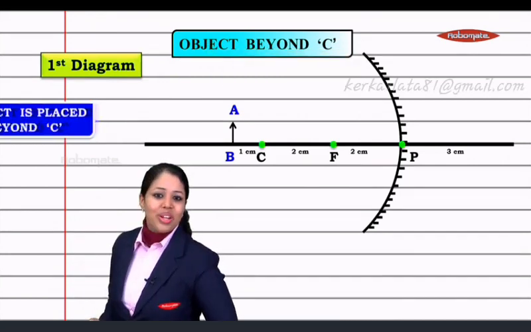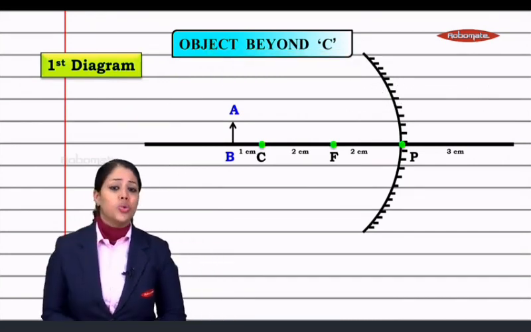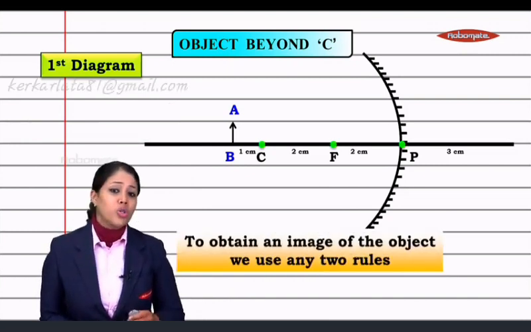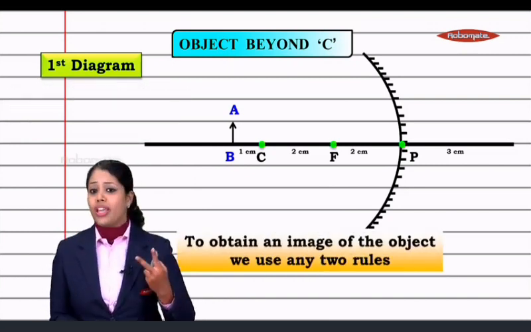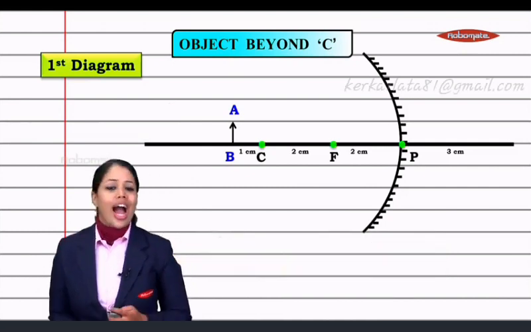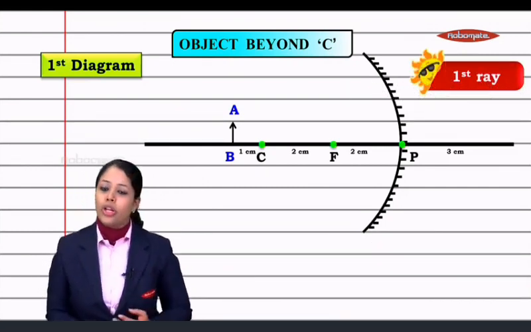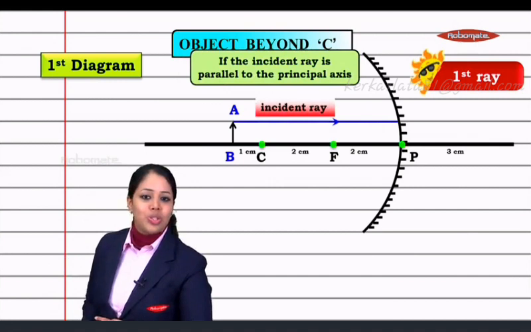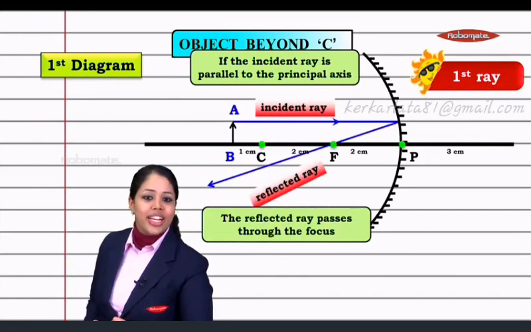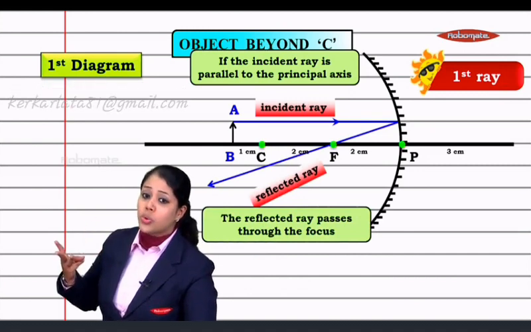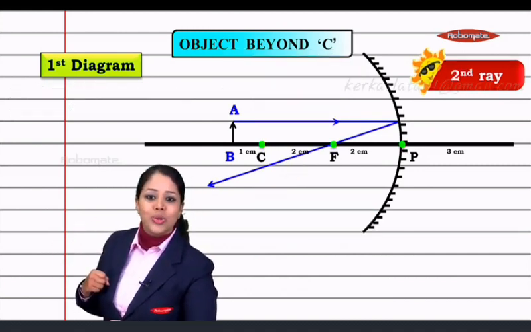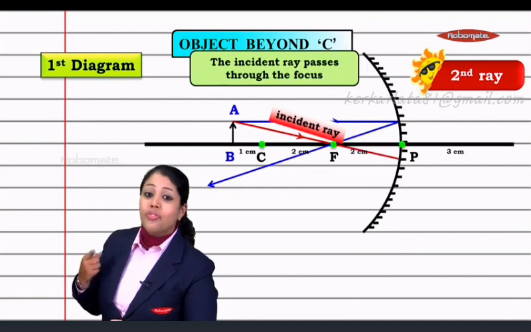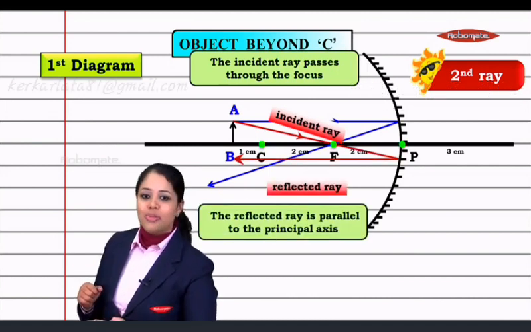After that, you will make use of any 2 rules. So to make a ray diagram or to obtain an image, what you have to do is you have to make use of any 2 rules. Here what I am going to do is, I am going to use the first rule and the third rule. Let's start with the first rule. If the incident ray is parallel to the principal axis, then the reflected ray passes through the focus. Coming to the third rule, opposite of first one. If the incident ray passes through the focus, then the reflected ray is parallel to the principal axis.